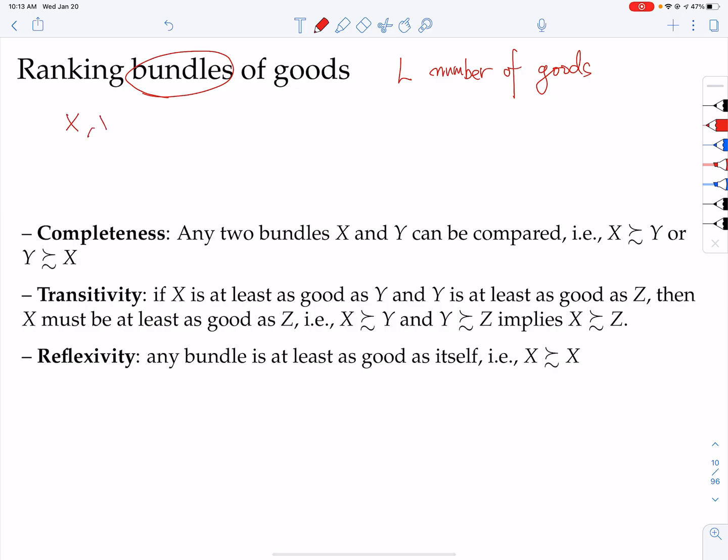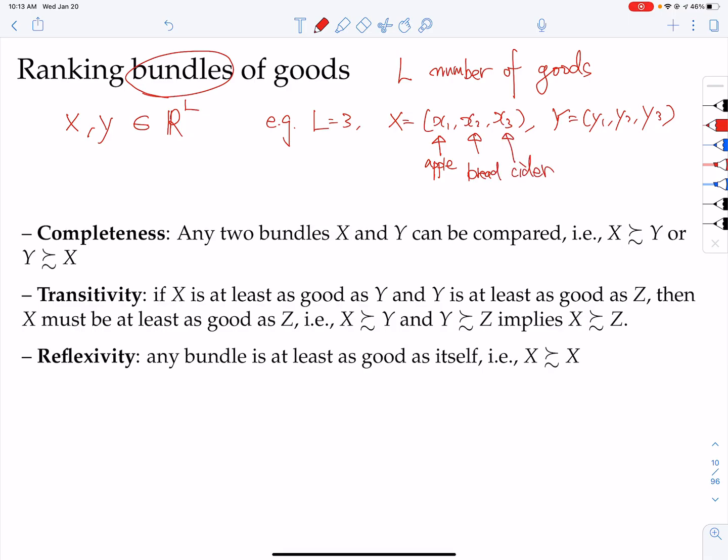So when we think of a bundle X and Y, this will be an element in the Euclidean space of L dimension, okay? So if, for example, say L is 3, then X is X1, X2, and X3, and Y is Y1, Y2, and Y3, okay? So let's say this is apple, bread, and cider. Okay. So if X is written as 3, 2, 5, that means you're consuming 3 apples, 2 units of bread, and 5 bottles of cider. Right? And if Y is, say, 1, 4, 2, that means 1 unit of apple, 4 units of bread, and 2 bottles of cider. Okay, so this is how we think of the choice or the goods in general.